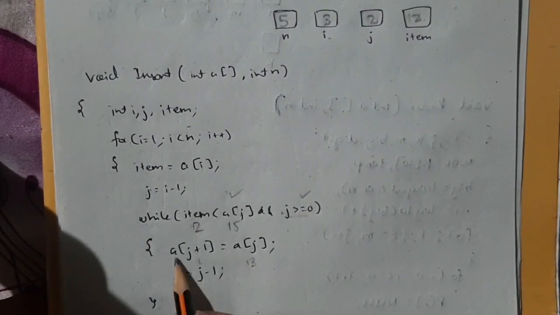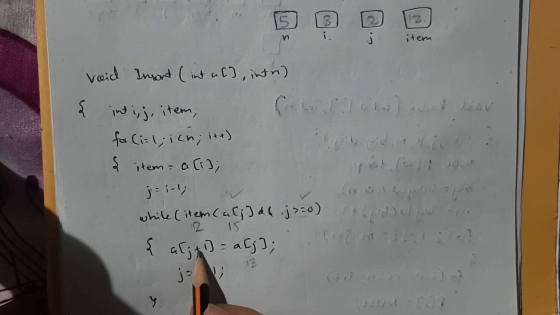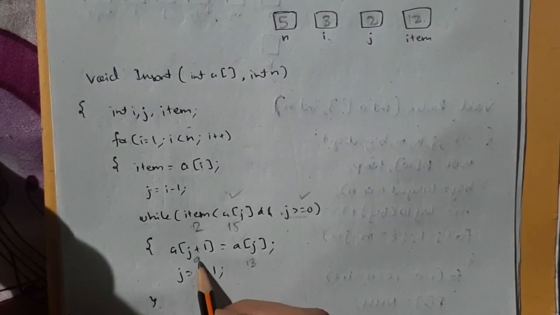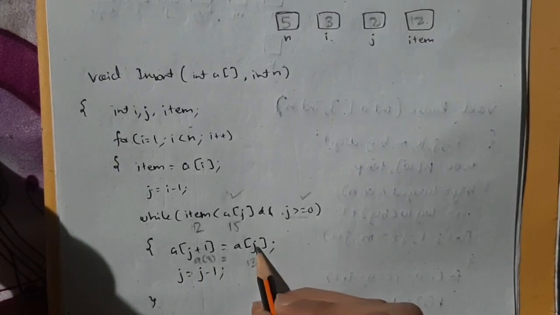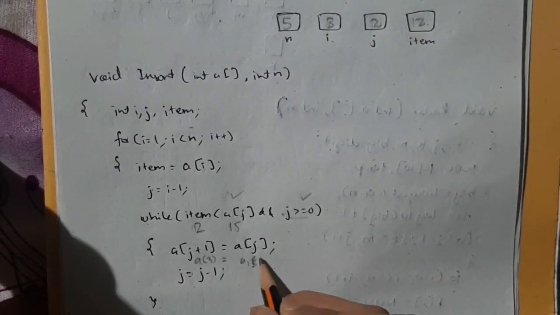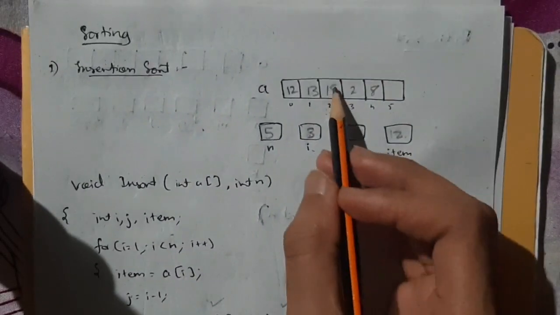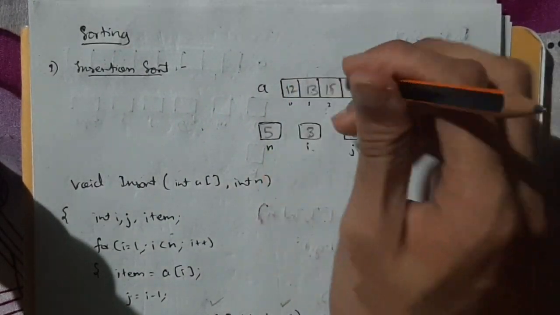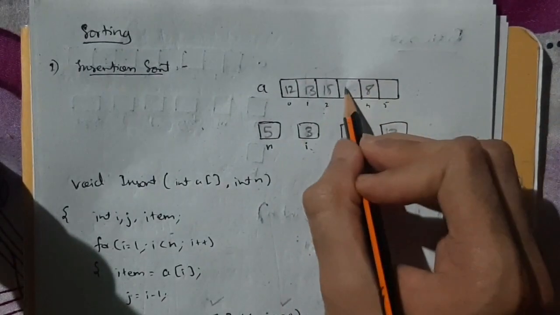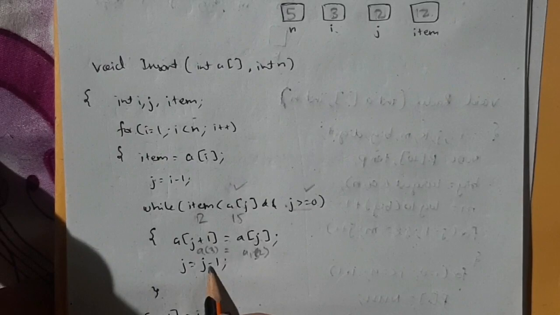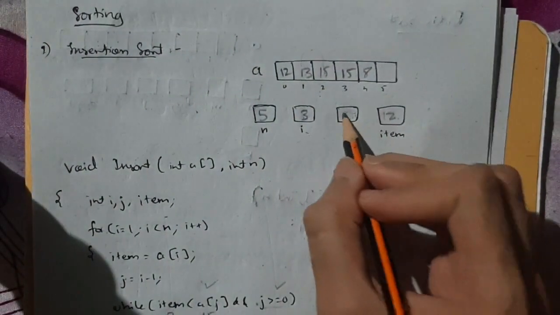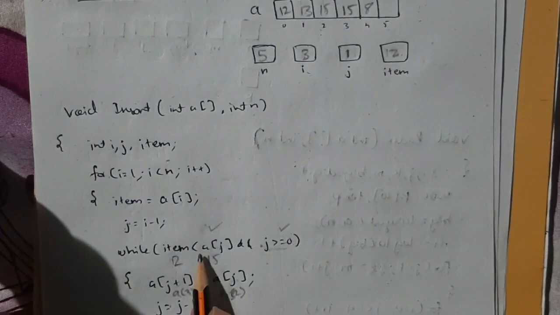Okay. Here a of j plus 1. What is j? J is 2. 2 plus 1, a of 3. A of 3 is equal to a of j. J is 2, so a of 2. What is a of 2? This should come in a of 3. Yeah, here. So 15 will come here. Then j is equal to j minus 1. J will become j minus 1. Now j is 1. Again you will check these conditions.